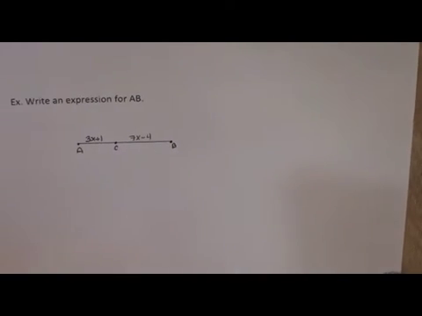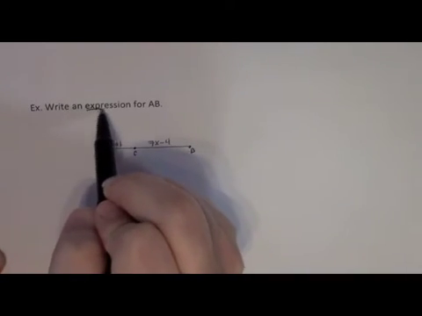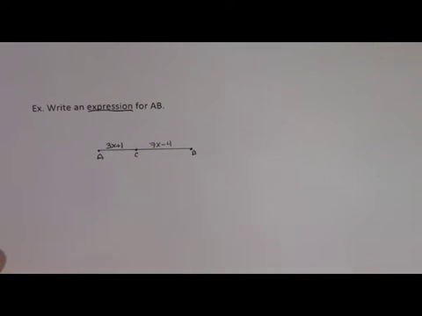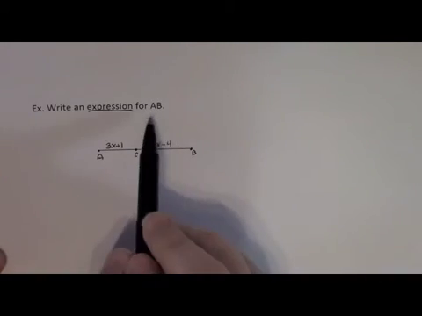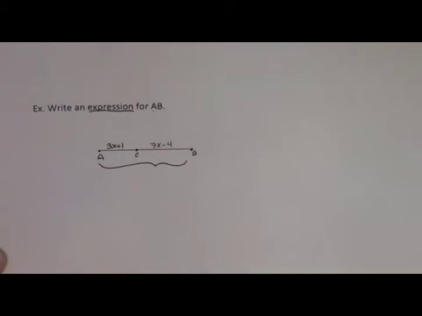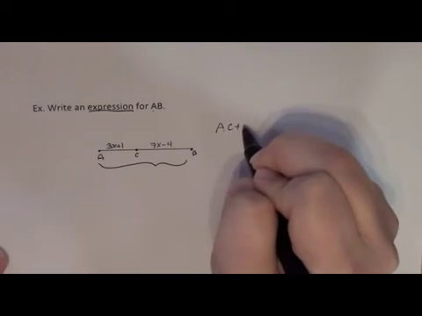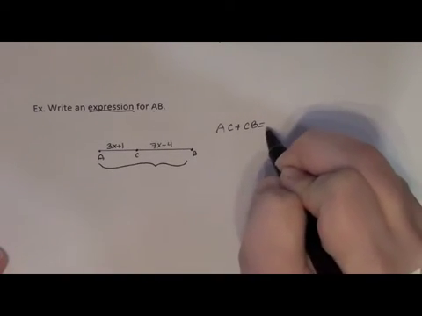Now the third example. Write an expression for the length of AB. Here, the word expression means that our answer is likely going to have a variable in it still. It may not, but it likely will. So here again, AB, we're looking for the total distance from A to B. We need the total distance, and they tell us A to C, and they tell us C to B. So AC plus CB equals AB.